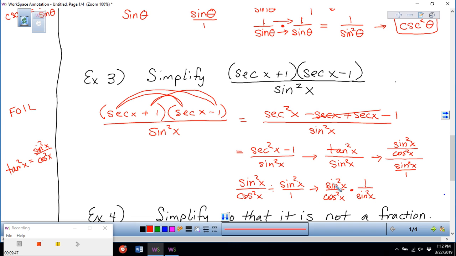Notice that I have a sine squared x in the numerator, a sine squared x in the denominator, so they cancel. So when I multiply, I'm left with 1 over cosine squared of x, which, if I look at my reciprocal identities, 1 over cosine is equal to secant. So 1 over cosine squared is going to be equal to secant squared x. Let's go ahead and pause, finish copying this example down. We'll move on to example 4.